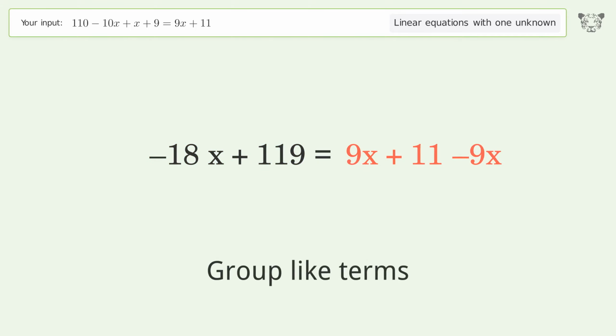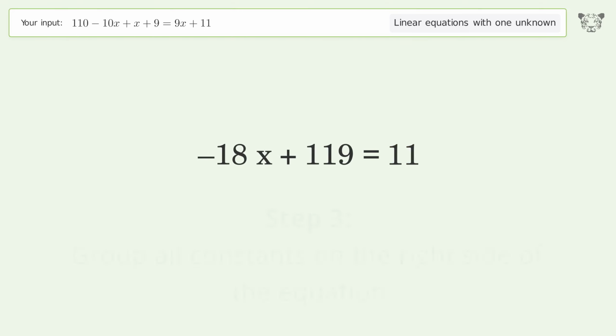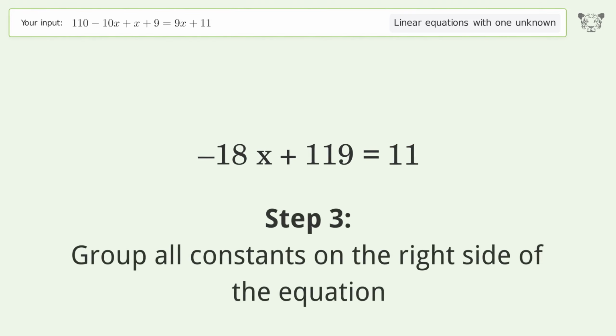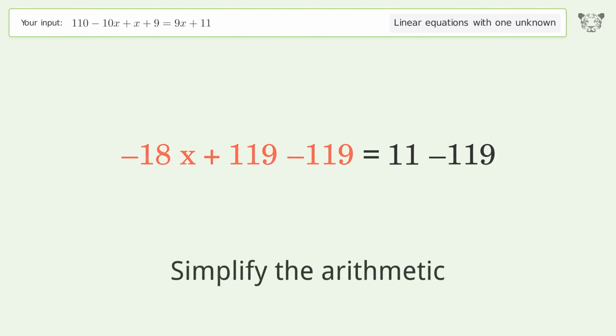Group like terms. Simplify the arithmetic. Group all constants on the right side of the equation. Subtract 119 from both sides. Simplify the arithmetic.